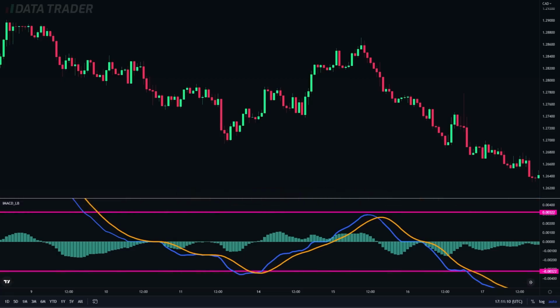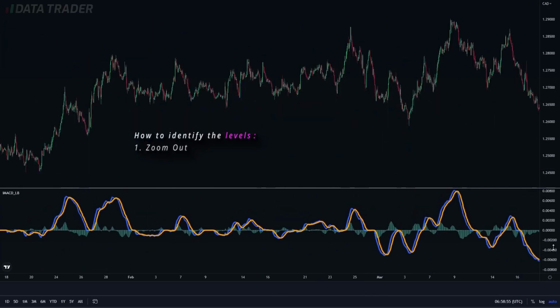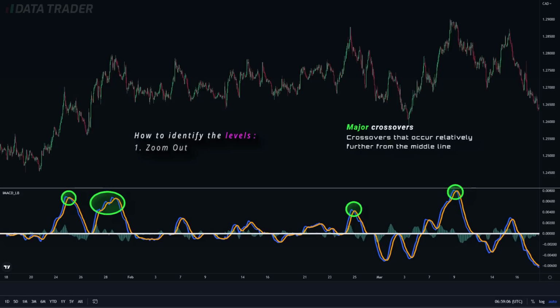Now, you may be wondering, how did I determine the exact placement of these lines? So here's how you do it. First, let's start with identifying the placement of our overbought line. So first, you want to zoom out. Now immediately, we can see that there are two types of crossovers that are happening. First are crossovers that happen further from the middle line, which are called the major crossovers. Next, we also have the smaller crossovers that are happening closer to the middle line, which are called the minor crossovers.